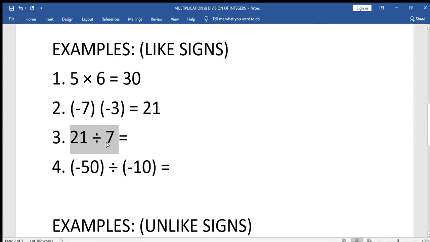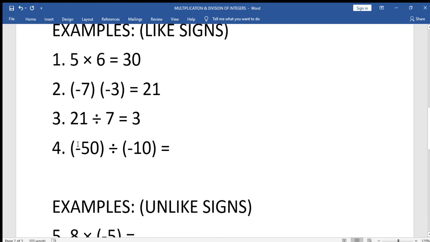As you see, the numbers or integers, they are both positive. When we divide integers with the same signs, the quotient signs will be positive. So here, 21 divided by 7, the answer is equal to 3. Then next, let us try to solve our fourth example. We have negative 50 divided by negative 10. So again, they have the same signs. Both integers have the same signs.